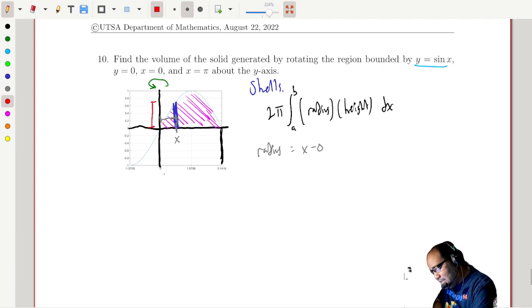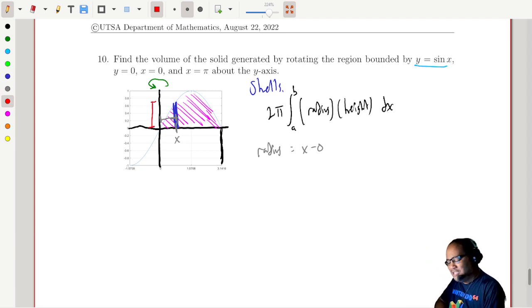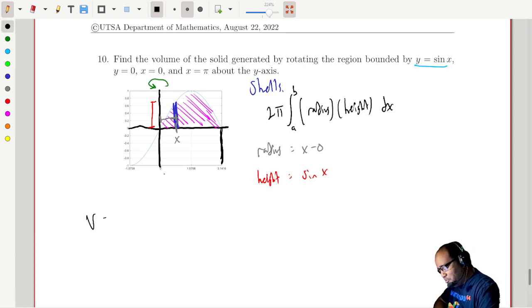And the shell height, well, folks, it's just top minus bottom. Shell height is sine of x. We're integrating from 0 to pi, and so we have our integral to set up here. So let's go do it. 2 pi times the integral from 0 to pi. Shell radius is x, height is sine x, dx.